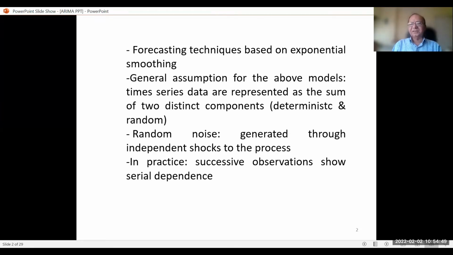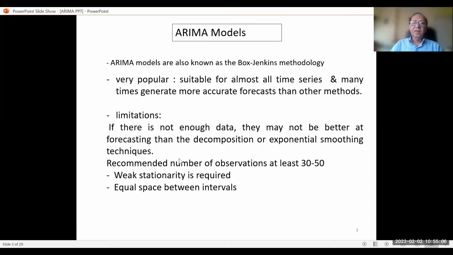In practice, successive observations show serial dependence. That is the actual situation: one error depends upon the earlier error. So that is the successive observations. ARIMA models are also known as the Box-Jenkins methodology. It is very popular, suitable for almost all time series, and many times generates more accurate forecasts than other methods. Because we are going to use a single series, it is usually helpful.